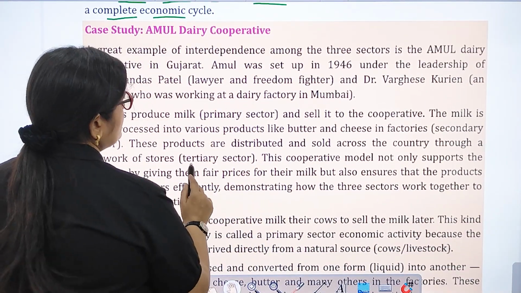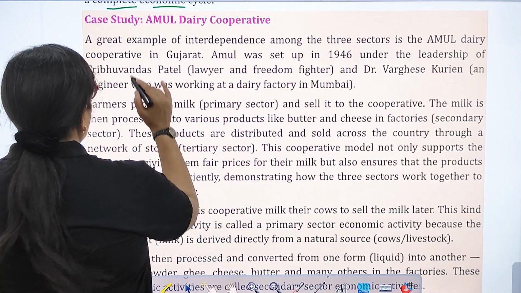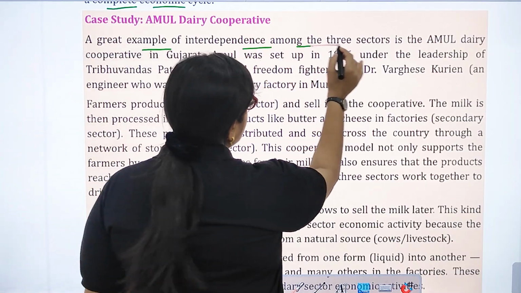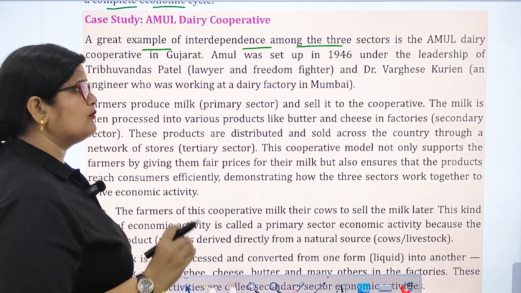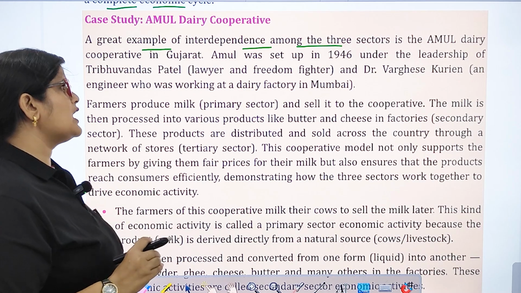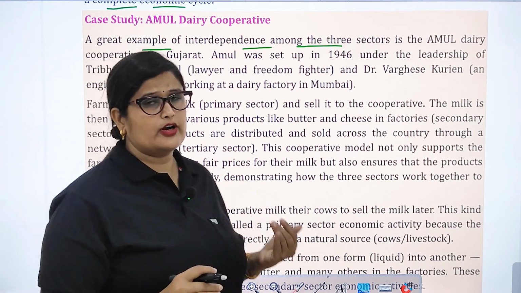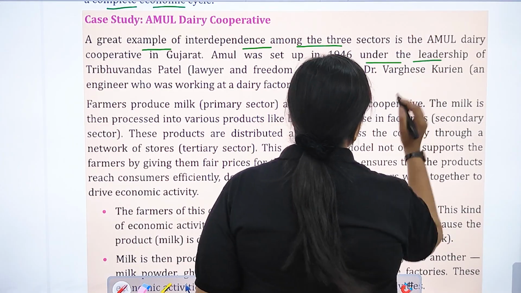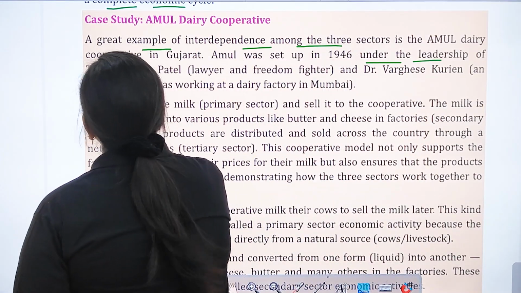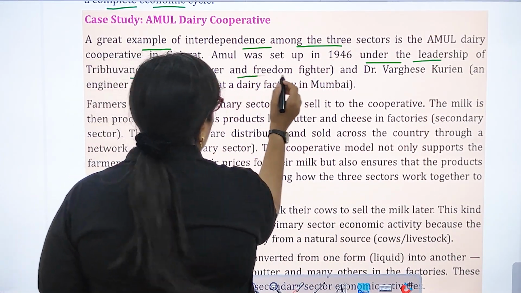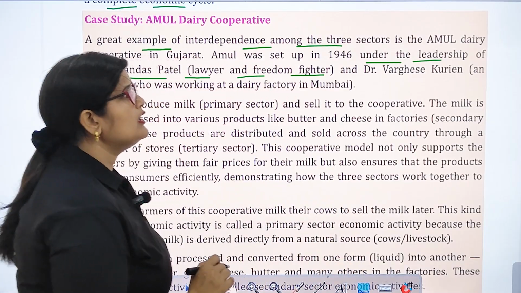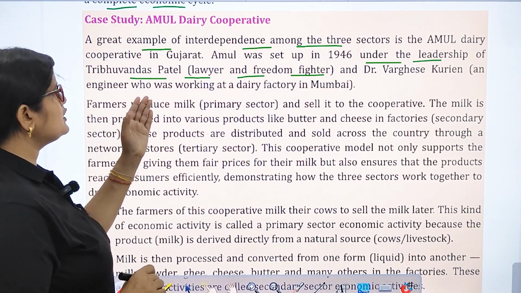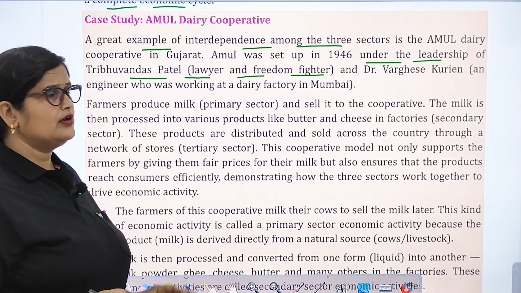Case study, Amul Dairy Cooperative. A great example of interdependence among the three sectors is the Amul Dairy Cooperative in Gujarat. Amul was set up in 1946, under the leadership of Tribhuvan Das Patel, a lawyer and freedom fighter, and Dr. Verghese Kurien, an engineer who was working at a dairy factory in Mumbai.